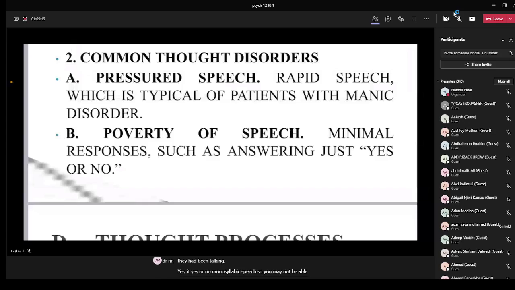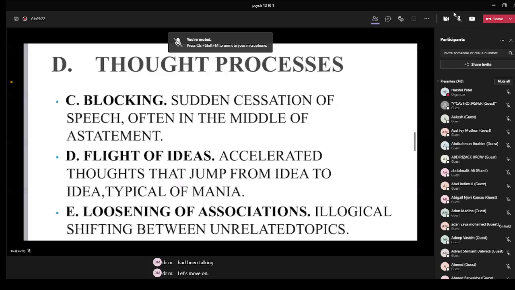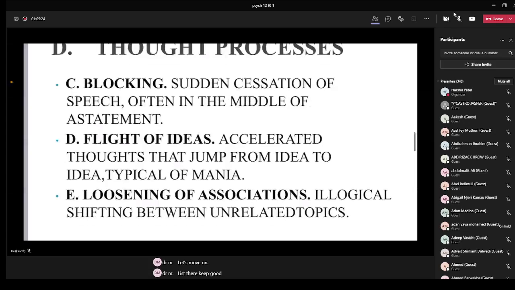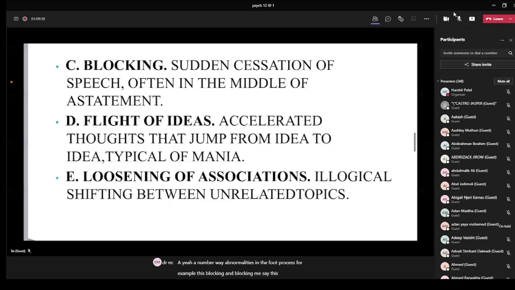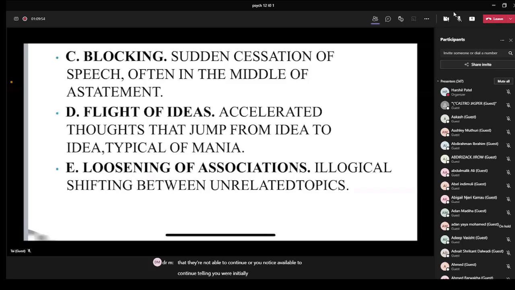Let's move on. Okay, good. Sometimes there are a number of abnormalities that occur in the thought process. For example, there's blocking. In blocking, we say there's sudden cessation of speech, often in the middle of a statement. So the patient starts talking, but somewhere along the line, they stop and they tell you that they're not able to continue, or you notice that they're not able to continue telling you what they were initially intending to tell you. We call that thought block.